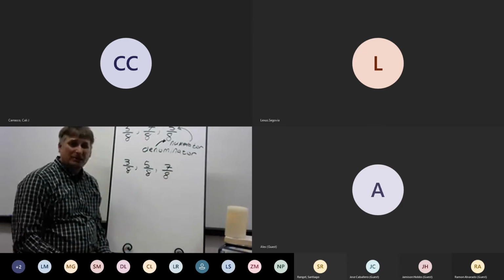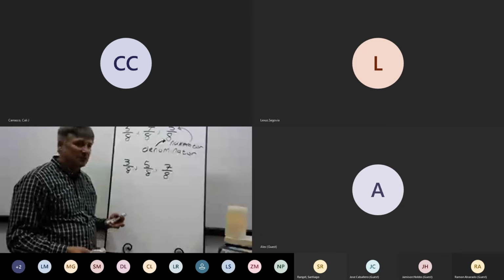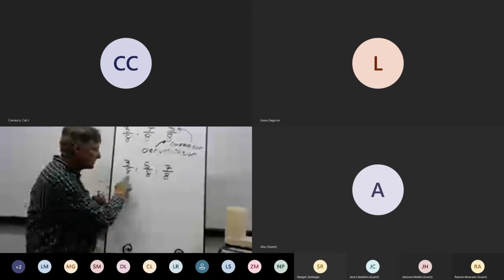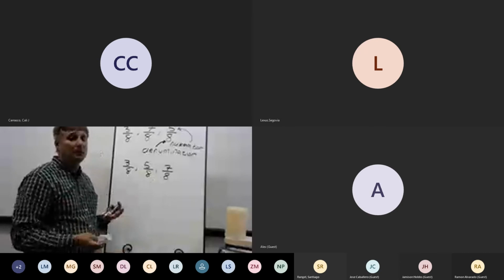But let's say we're given a slightly different problem, something a little trickier. And we're going to start getting into this in the next section. Let's say these bottom numbers are not the same. What do we do?